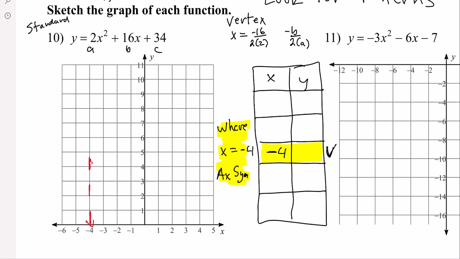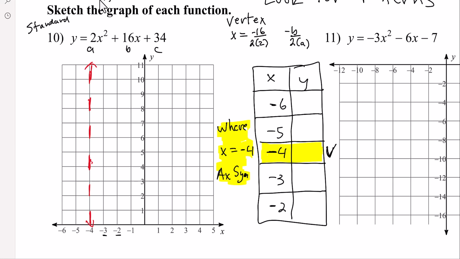So we're going to sketch. Then remember, the axis of symmetry is really important because it tells us that on both sides of that line, our graph will be at the same height. Okay, so now we're going to take two values to the right and two values to the left.